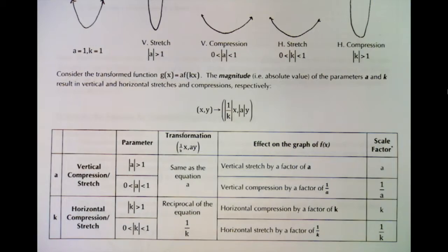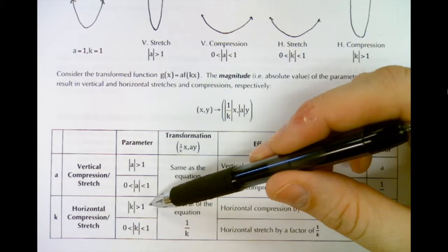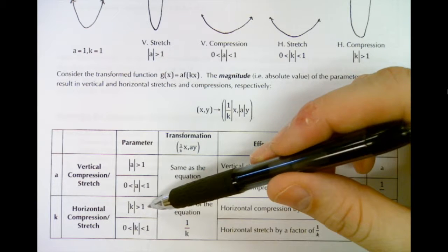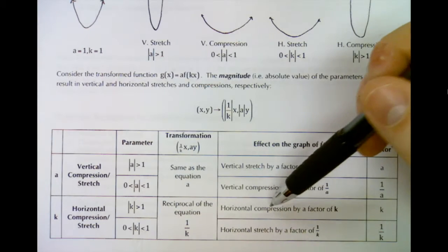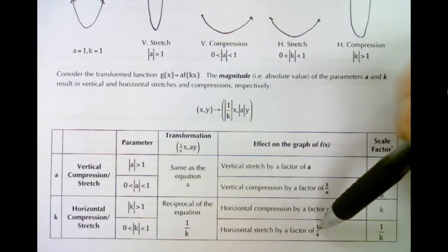Because you want to use your factor as a whole number. It makes more sense. It's logical that way. But I'll tell you exactly what I mean again as we move forward. Horizontal compressions act in the opposite way. If K, the number acting directly on X, is a number bigger than 1, we actually have a compression. And if it's a number between 0 and 1, we have a stretch horizontally.